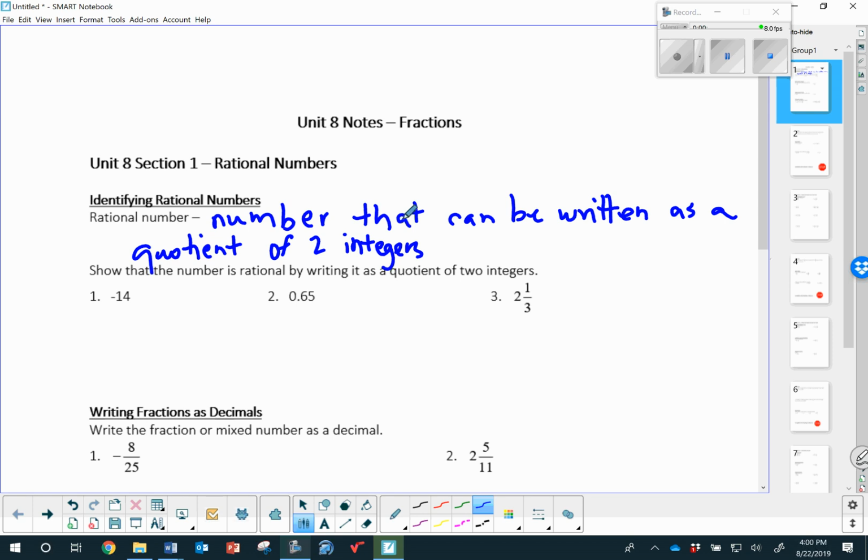So for example, -14, in order to write that as a quotient of two integers, we can always put a whole number over 1. Next one is 65 hundredths. So think about the way that you say that as a clue. So we can write this as 65 over 100. The next one, 2 1/3, is a mixed number. So in order to change that into an improper fraction, you're going to multiply the denominator times the whole number and then add your numerator. So 3 times 2 is 6, plus 1 is 7 over 3.